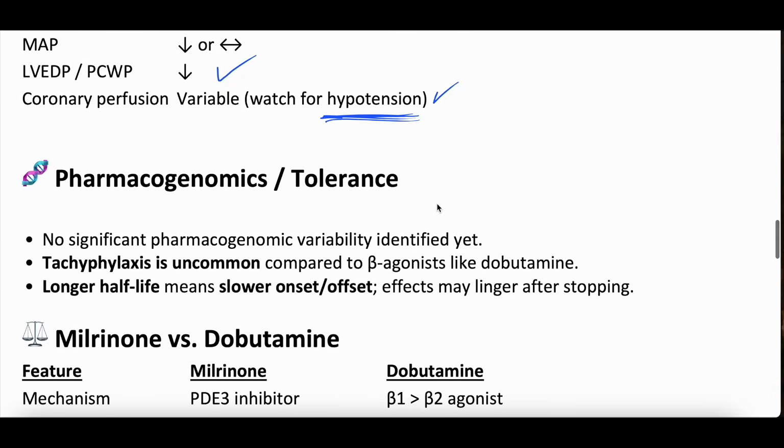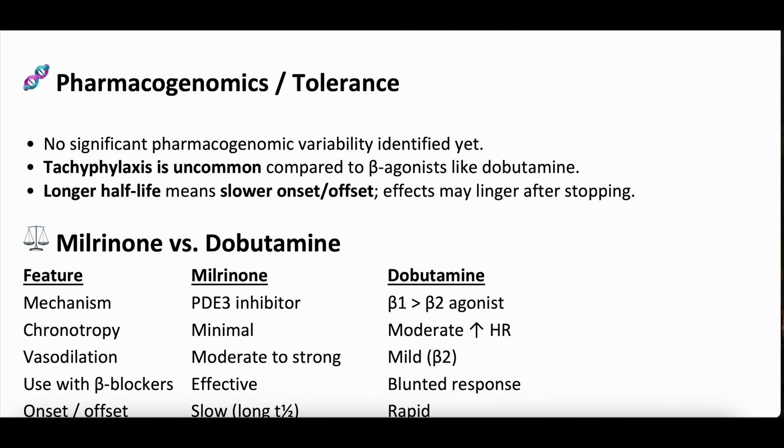All right, pharmacogenomics and tolerance. The big thing to note here is tachyphylaxis is uncommon compared to Dobutamine. In our Dobutamine episode, which you can access in a bunch of the playlists below, critical care, pharmacotherapies, and then I think we'll probably make a vasopressor and inotrope playlist too, they'll be in there too. But tachyphylaxis is when over time, in Dobutamine's case about 2 to 3 days, your body downregulates the beta receptor, so then Dobutamine becomes less effective.